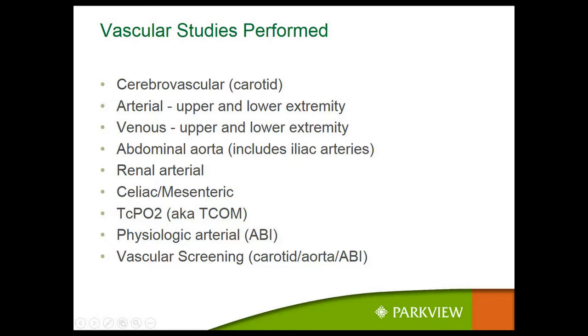The abdominal aorta, which includes the iliac arteries. The renal arterial ultrasound, which is different from a renal ultrasound. A renal ultrasound is just an ultrasound of the kidneys, most frequently done in radiology. The renal artery ultrasound is actually looking at the arteries to the kidneys and measuring the blood flow to the kidneys. Celiac mesenteric, those are the arteries that feed blood to the digestive organs.